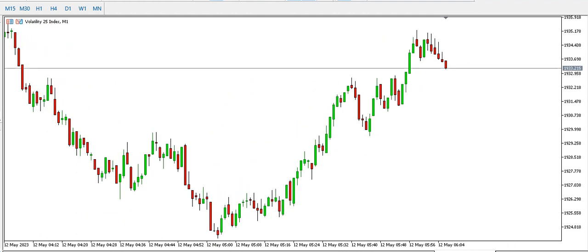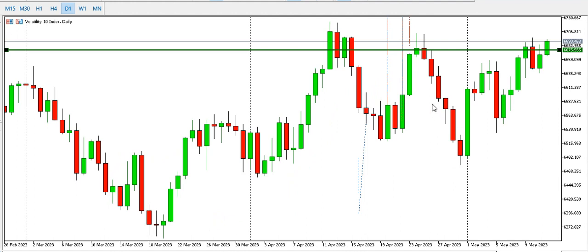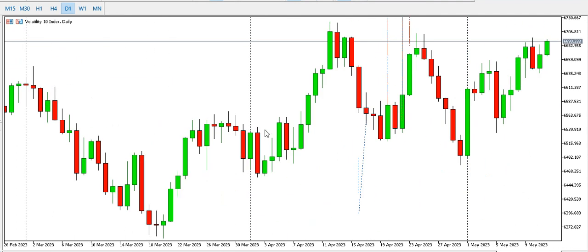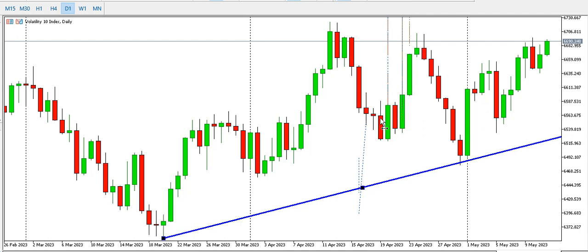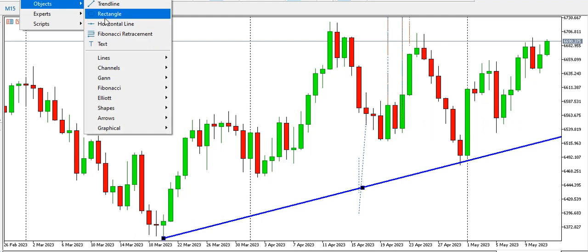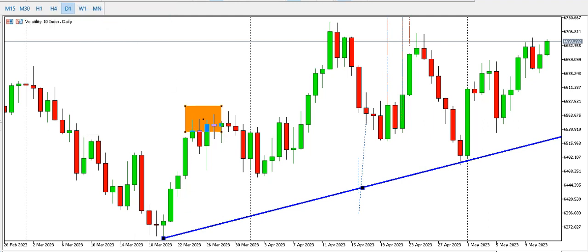Let's go to V10. Let's look at V10. V10 on the daily time frame is bullish. Initially, we had a bearish run here, but that is currently being reversed. So on the daily time frame, volatility 10 index is bullish, in the sense that we have a low here, higher low, then we have a higher high.